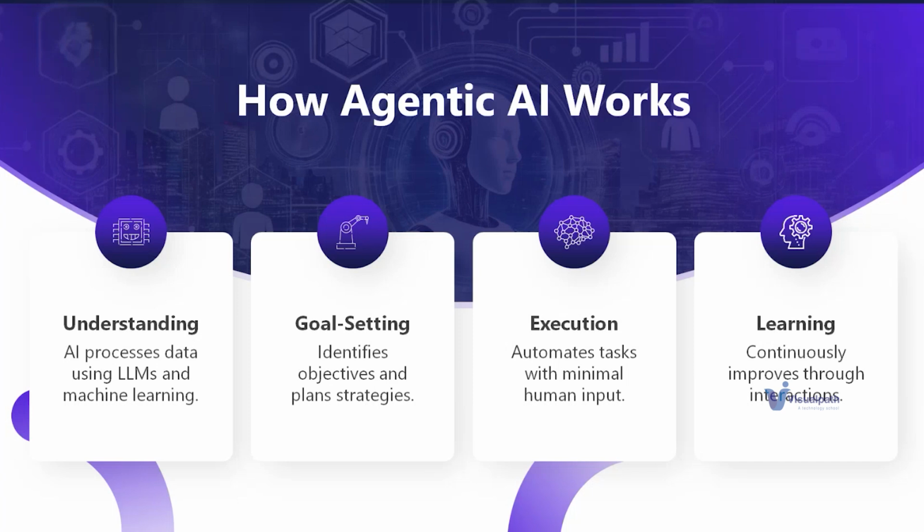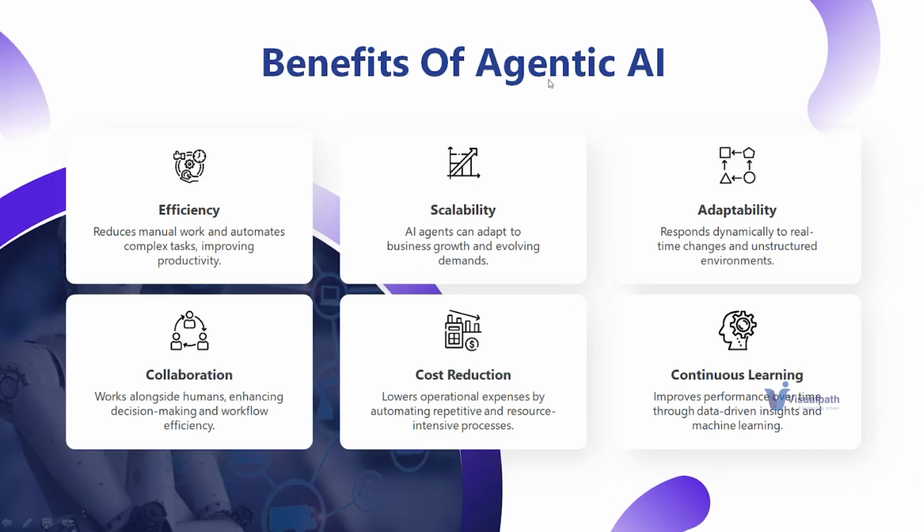Clear, guys? Like the basic intro on agentic AI, how does it work? Some of the benefits of agentic AI: efficiency, it reduces manual work and automates all the complex tasks, as we all spoke. AI agents are also capable of scaling. We can do a higher grade of scaling as compared to retrieval augmented generation. Adaptability: responding dynamically to real-time changes and unstructured environments. Collaboration: we can do n number of collaboration.